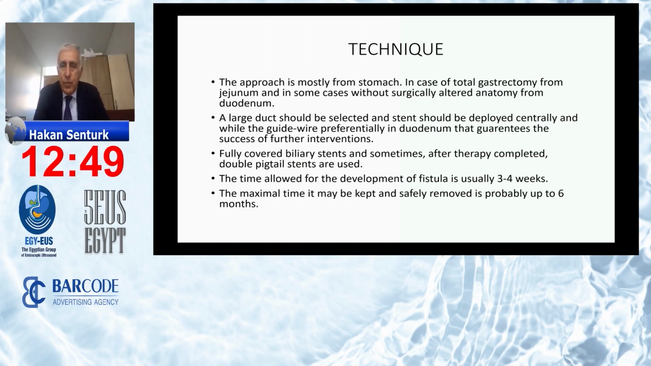The time allowed for the development of fistula is usually 3 to 4 weeks. So after putting the metallic stent, we return in 3 to 4 weeks and we perform our therapeutic procedures. And the maximal time it may be kept and safely removed is not known exactly, but we believe that it may be up to 6 months. So even after 6 months, it may still be possible to remove these stents, but usually we do not leave them for more than 4 weeks.